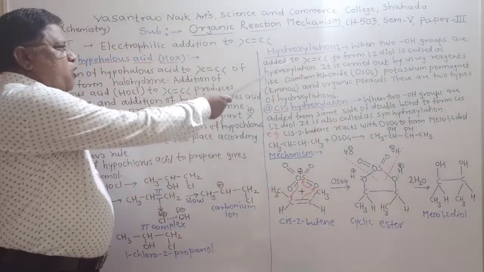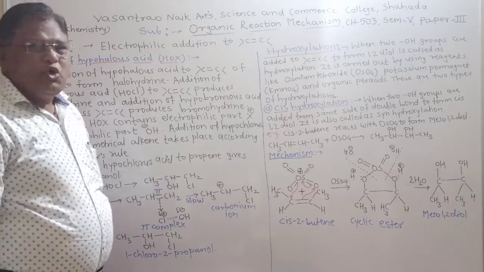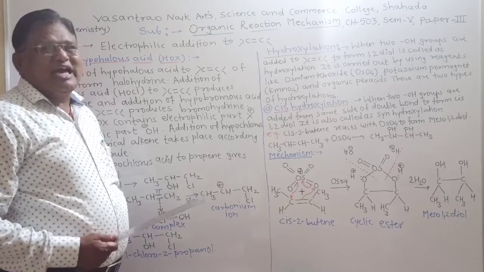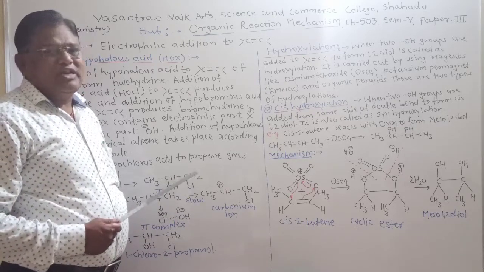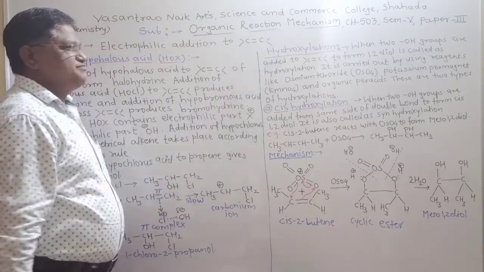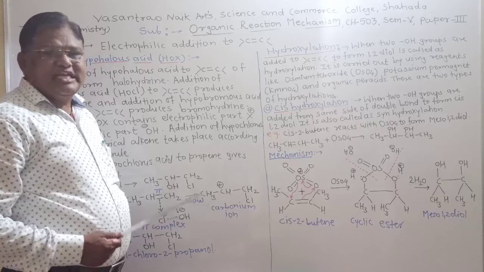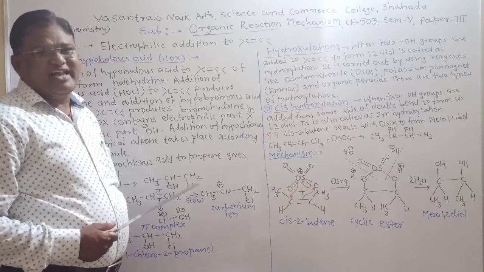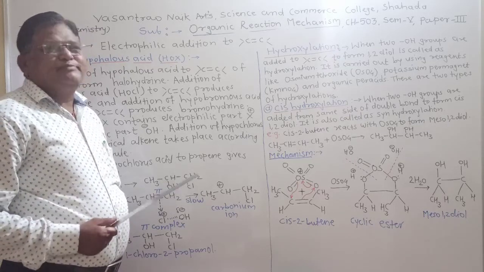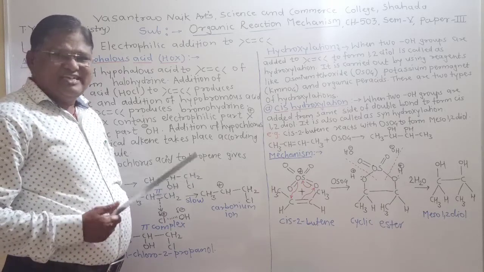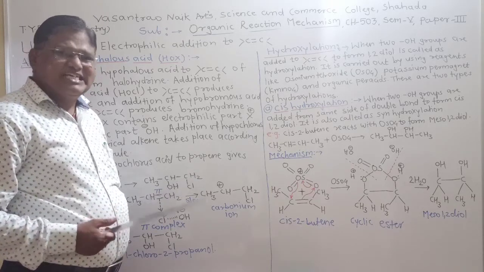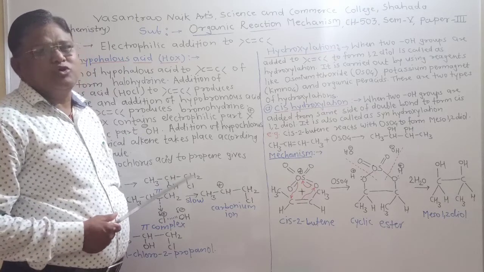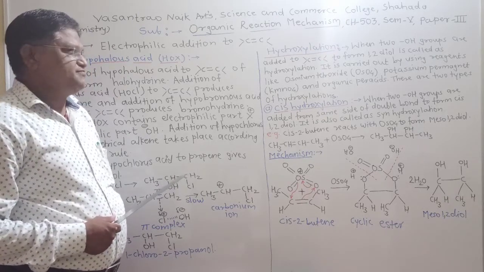Now, what is meant by hydroxylation? When two OH groups get added to a carbon-carbon double bond to form a 1,2-diol, it is called hydroxylation. This hydroxylation is carried out in presence of osmium tetroxide, potassium permanganate or organic peracids. There are two types of hydroxylations. The first type is cis hydroxylation, also called syn hydroxylation, and the second type is trans hydroxylation, also called anti hydroxylation.